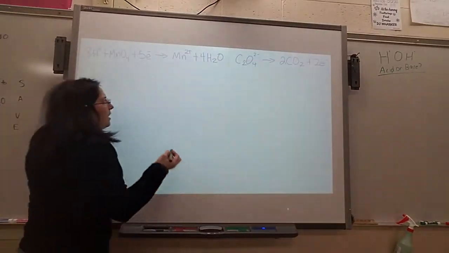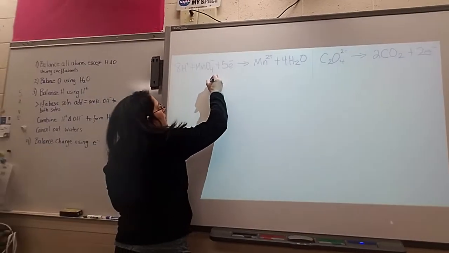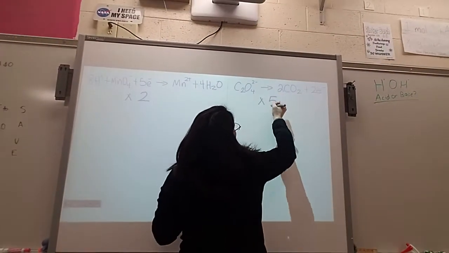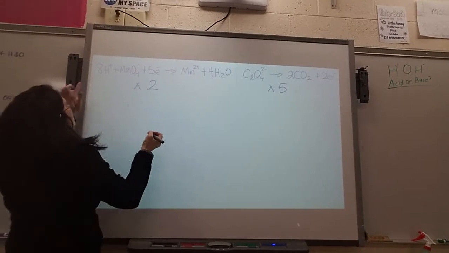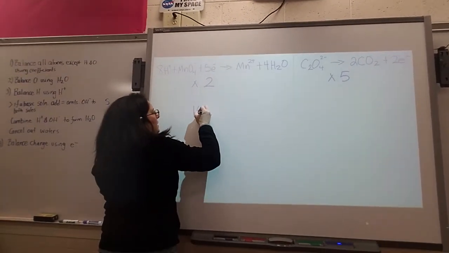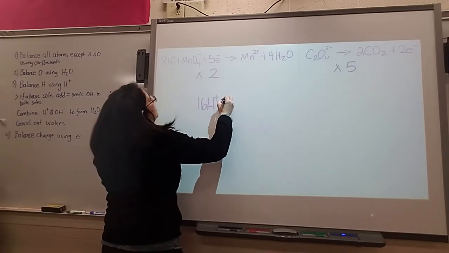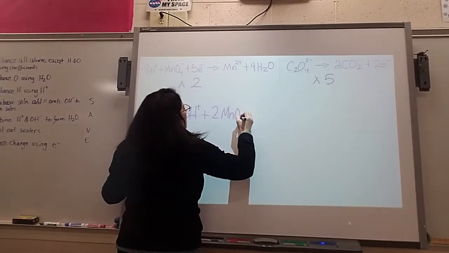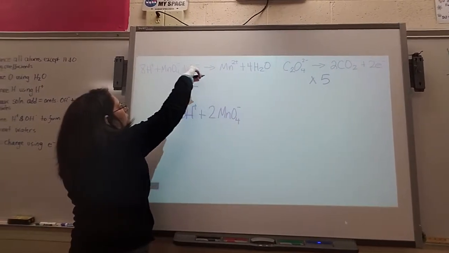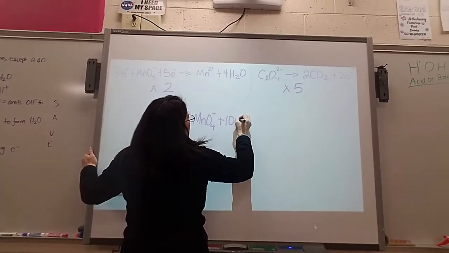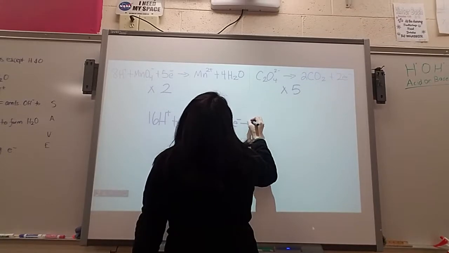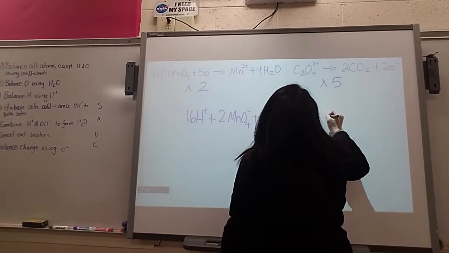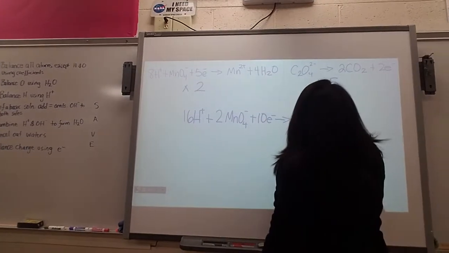So I need to take everything here and multiply it by 2, and everything here I need to multiply by 5. So 2 times 8 would be 16H plus, 2 MnO4 minus, 10 electrons yields 2 Mn2 plus, 8 water.